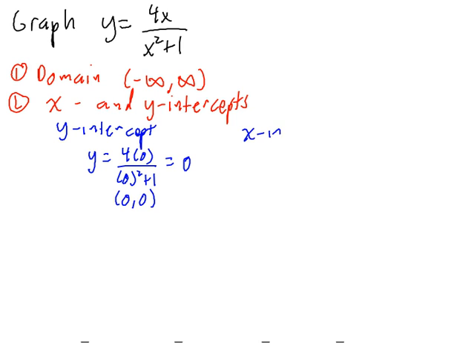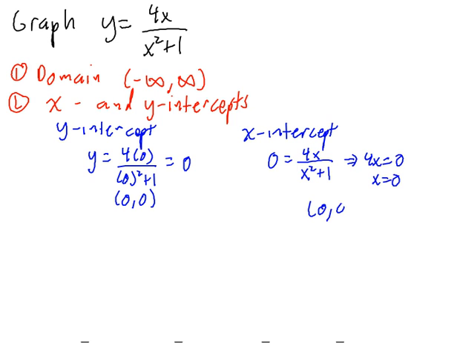Now for our x-intercept, we let y be 0 and solve for x, so we'd have 0 equals 4x over x squared plus 1. Now a fraction only equals 0 if the numerator is 0, so this implies 4x equals 0, so x is 0. So the only x-intercept we have is the one that's also the y-intercept.